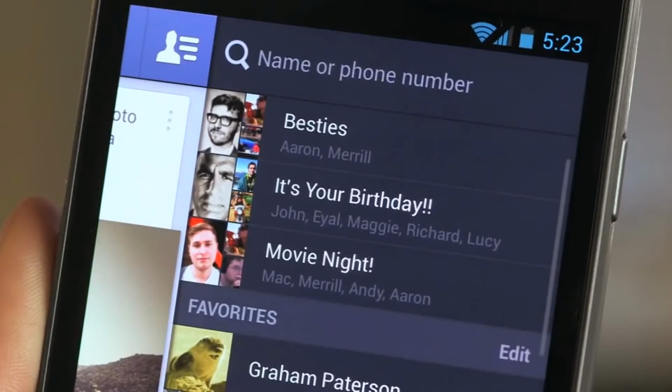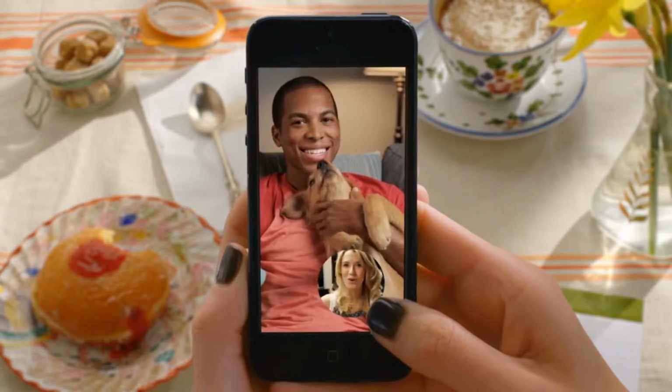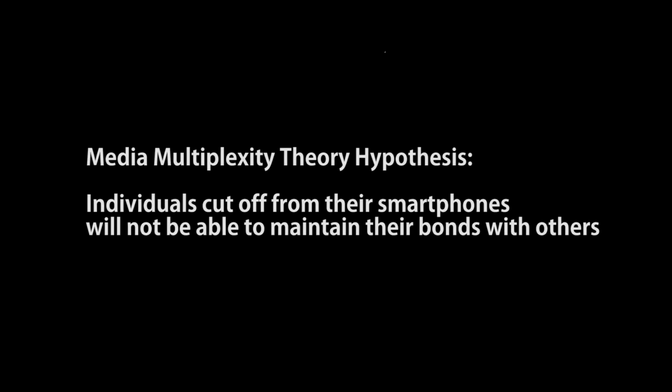In relation to the two theories we just discussed, as well as our dependency on smartphones, I'd like to present two hypotheses. For the media multiplexity theory, the hypothesis would be individuals cut off from their smartphones would not be able to maintain their existing bonds with others at its current level.